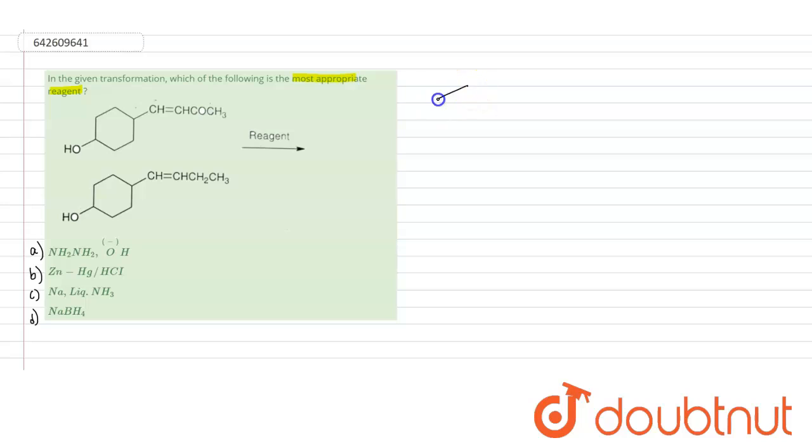Here you can see this is a 6-membered ring, and it is connected to an OH group. And here it is CH double bond CH, and here it is COCH3. So this is the reactant.